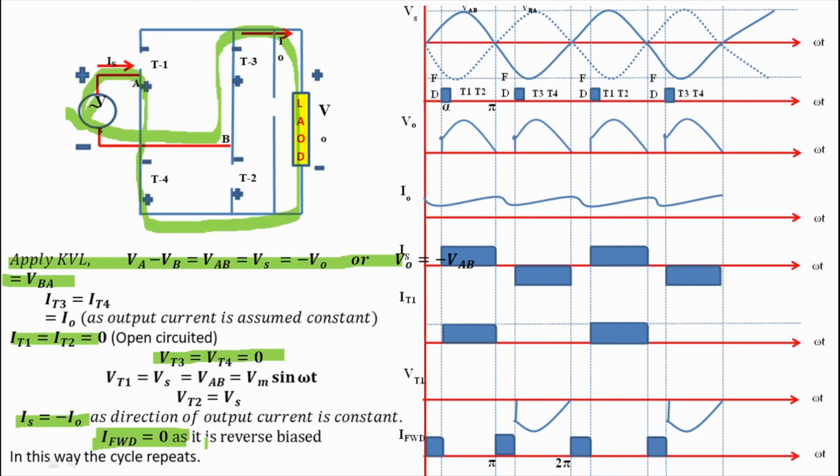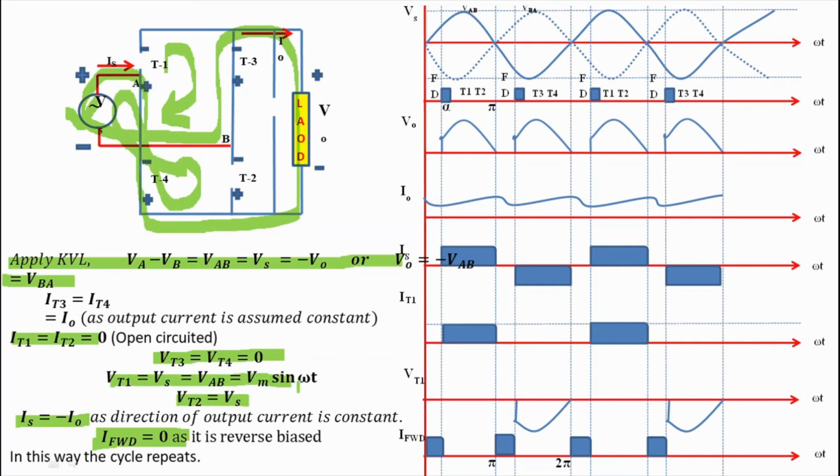Now apply KVL in the loop having T1, T3 and Vs. We get Vt1 is equals to Vs, and that is equals to VAB. Also again apply KVL in the loop having T2, T4 and Vs. We get Vt2 is equals to Vs, and that is equals to VAB.